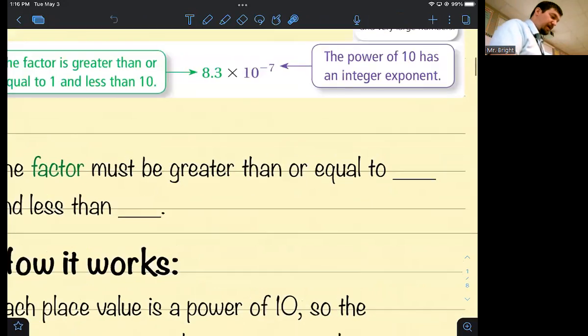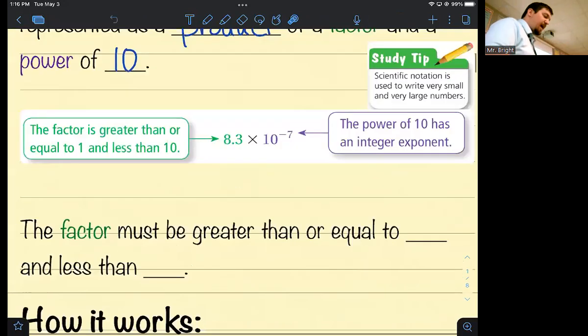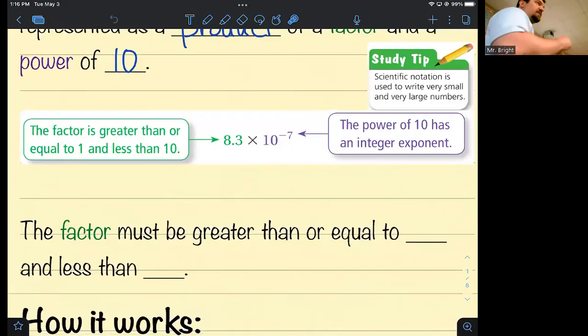That was weird. Okay. So you've got a factor. That's the number that's being multiplied by 10. It's called a factor. It's greater than or equal to 1, but less than 10. 8.3 qualifies. And then you're going to always multiply it by 10 to the power of, and that's where we have to count how many times we would move the decimal. In this case, 7 times. The negative 7 tells you the direction you're moving the decimal point.